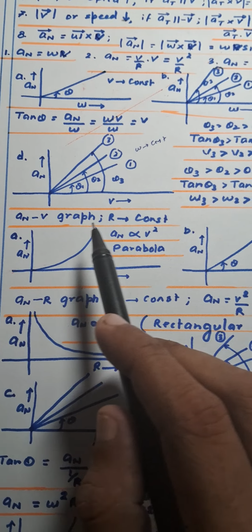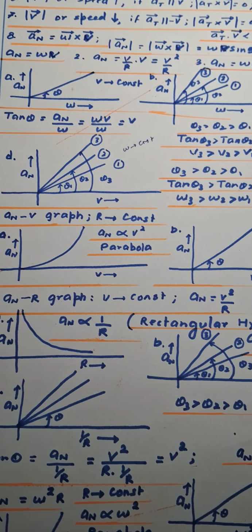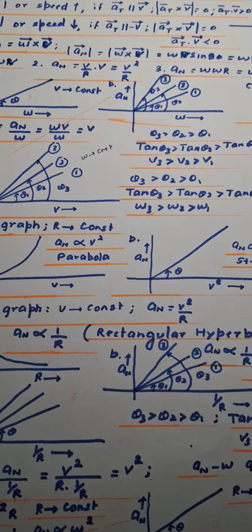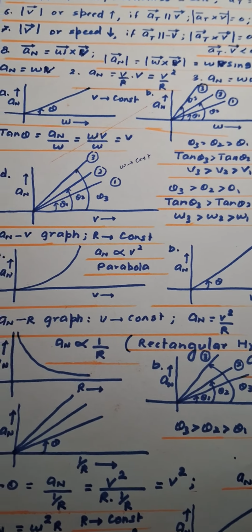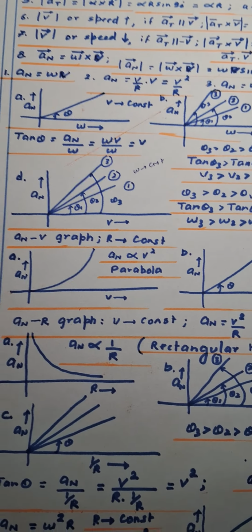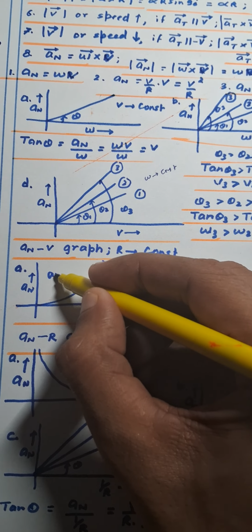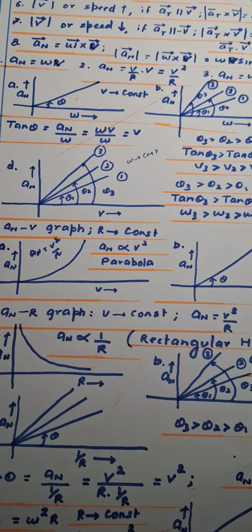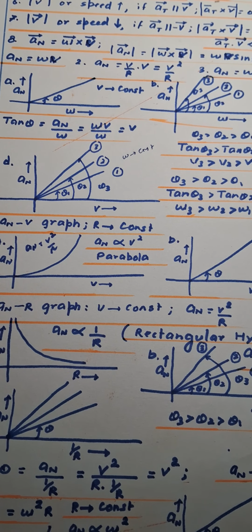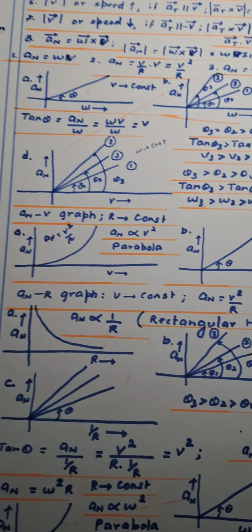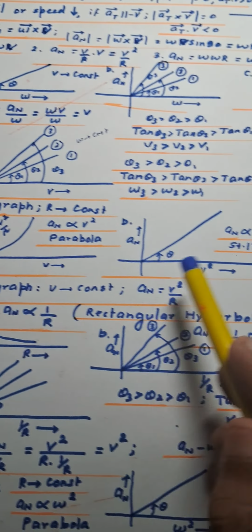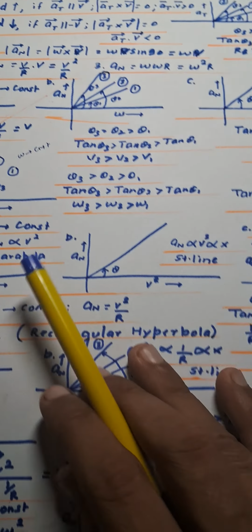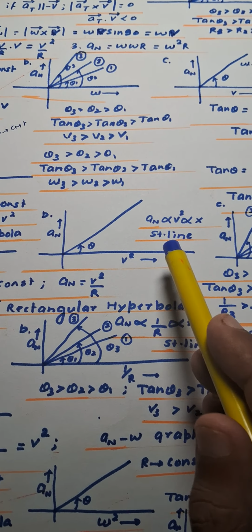Now let's analyze the a_n and v graph when r is constant. Here a_n can be written as v square by r. So in this case, a_n will be v square by r. If r is constant, then we can say that a_n will be proportional to v square. So the graph will be a parabola. In the next case, if we draw the graph between a_n and v square, taking v square as x, the graph will be a straight line.